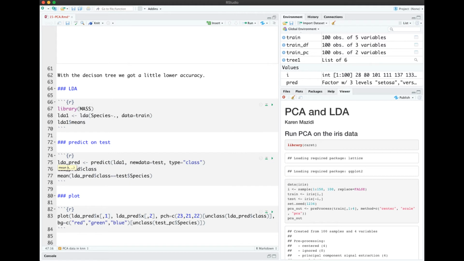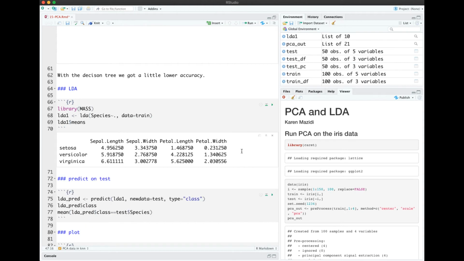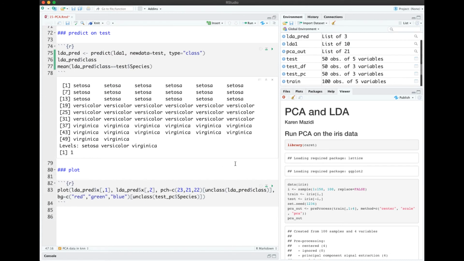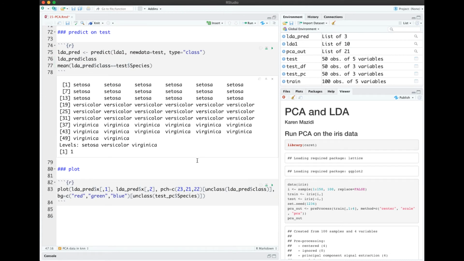PCA was an unsupervised technique, but LDA does consider the class. LDA seeks to find a linear combination of the predictors that maximizes the separation of the classes while minimizing the within-class standard deviation. There is an LDA function in package MASS, which we'll use on the same iris data. We see that the LDA analysis has identified means for all variables by class. Let's use the LDA model for prediction. We got an accuracy of 1.